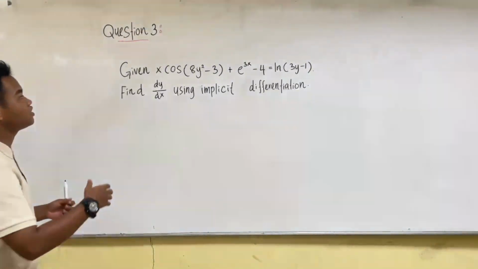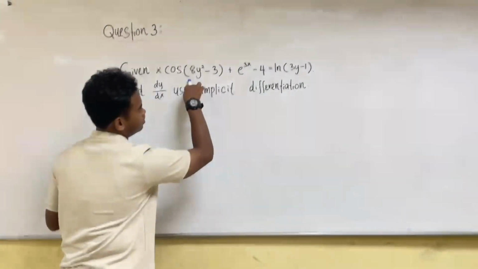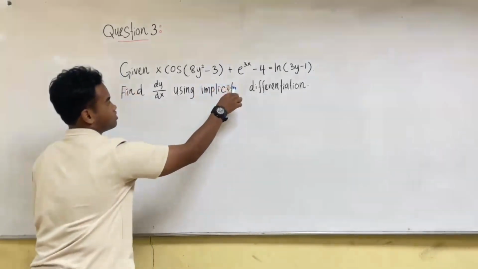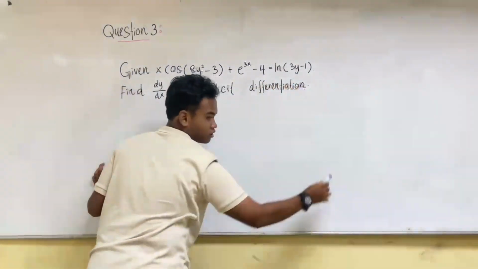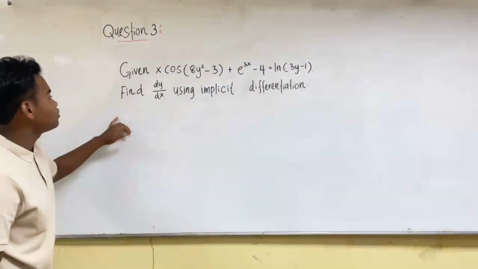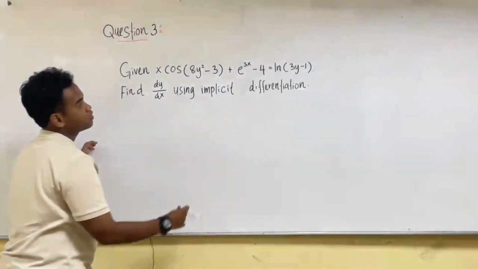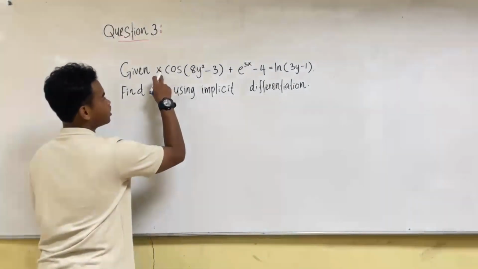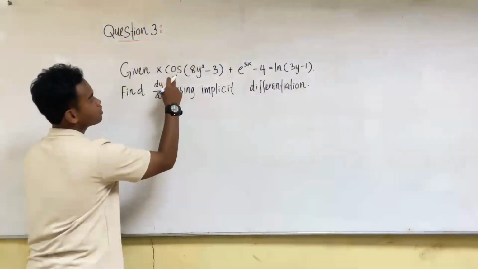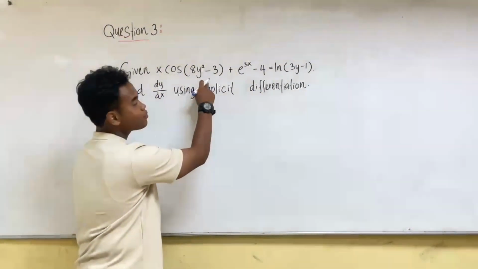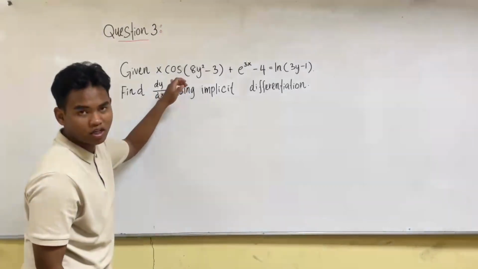So as you can see, this is the equation: x cos(8y² − 3) + e^(x−4) = ln(3y − 1). We are asked to find dy/dx using implicit differentiation. As you can see, there is a product between two terms, x and cos(8y² − 3). If we want to differentiate this, we need to use the product rule.